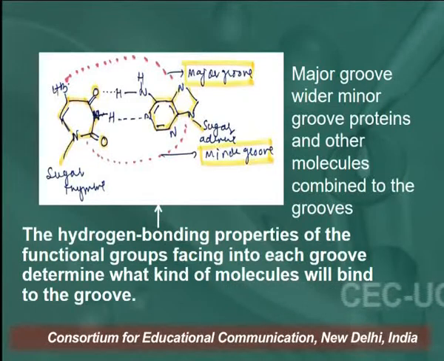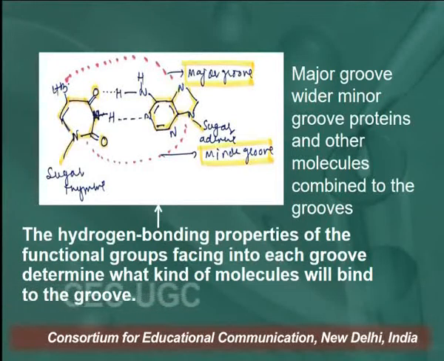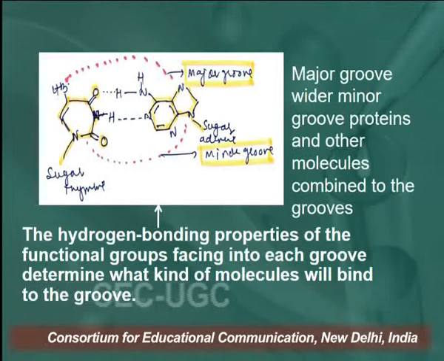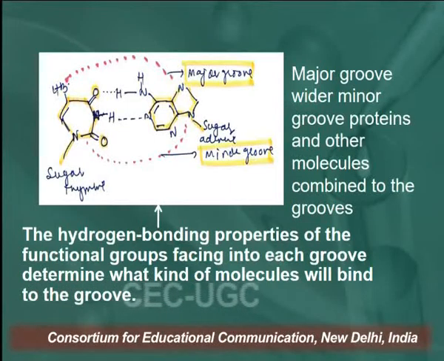Proteins and other molecules bind to DNA on the basis of the grooves. The hydrogen bonding properties of the functional groups facing into each groove determine what kind of molecule will bind to the groove. Here you can see the surface polymers, and downwards there is a minor groove, and upwards you can see a major groove between the two base pairs.